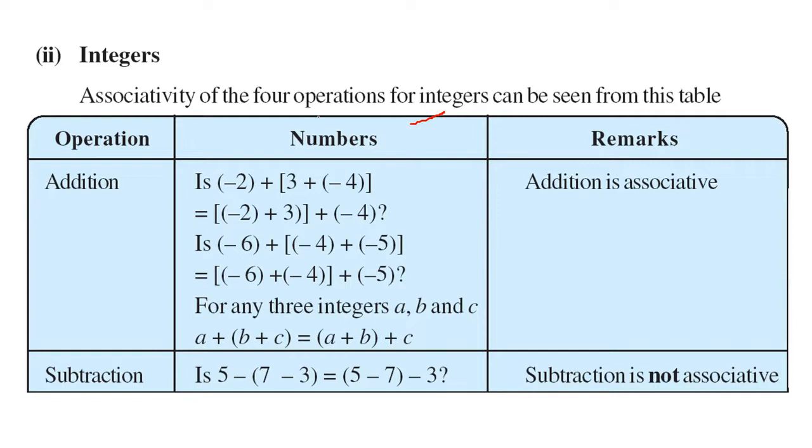Integers, for these four operations. Addition is associative. If you add two together and add the third one, it is not going to give you a different result, so the result will be the same. So a plus b plus c is equal to a plus b plus c, however you group them. If you add these two first, it doesn't matter. In subtraction it does matter, because the sign will change. That is, subtraction is not associative under integers.